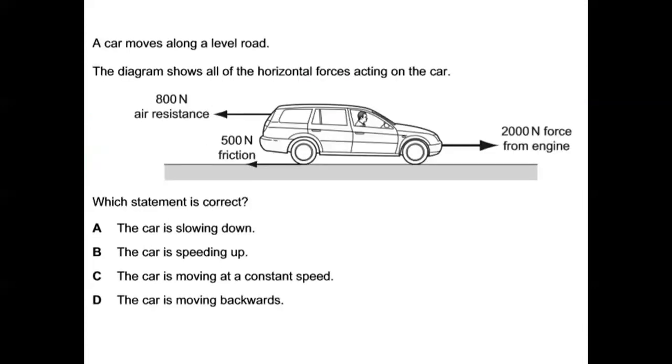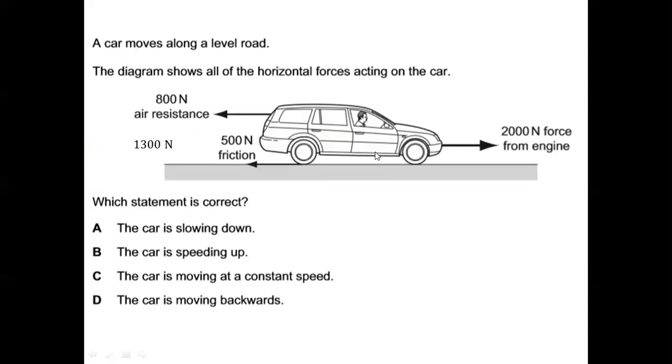Next, a car moves along a level road. The diagram shows all the horizontal forces acting on the car. Which statement is correct? Before we go on to the choices, let's look at the forces first. Notice that there are two forces acting to the left. That means we can combine these two forces, and it will result to 1,300 newtons.